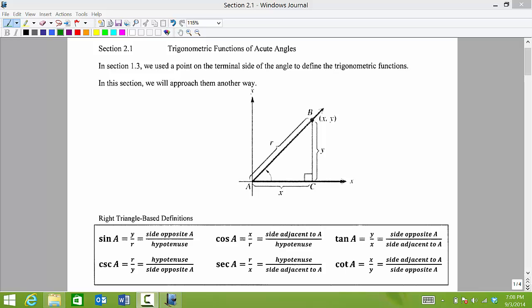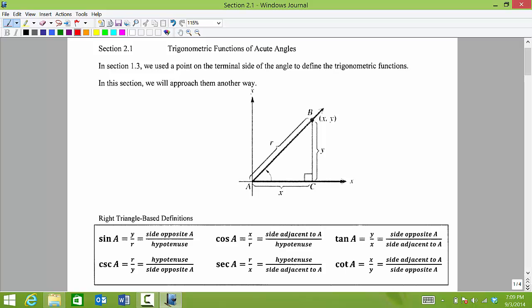Here in Chapter 2, we will define our trig functions in a little bit different way than we did in Section 1.3. In Section 1.3, we use a point on the terminal side of the angle to define our trig functions. You can see down here in the box we had y divided by r, r divided by y, and everything was in terms of x's and y's relating to the point that we picked on the terminal side. Here in this section, we will define them in terms of solely the right triangle itself.